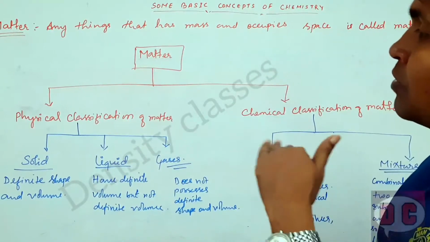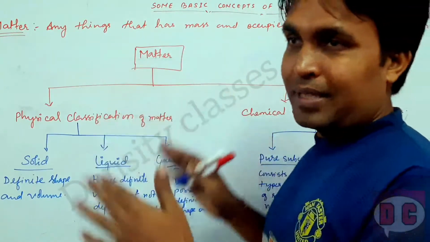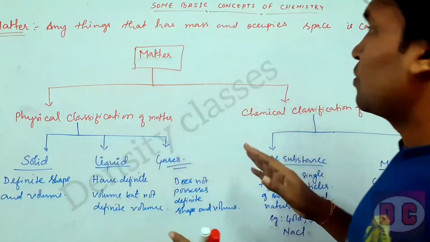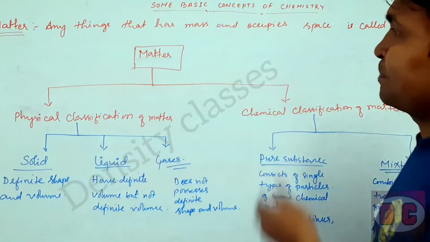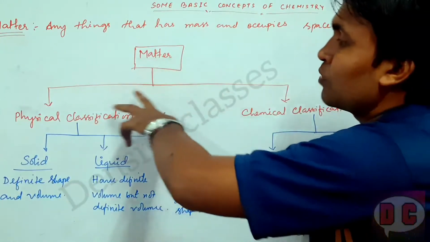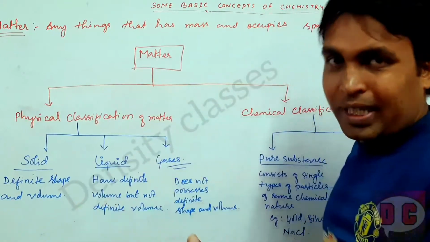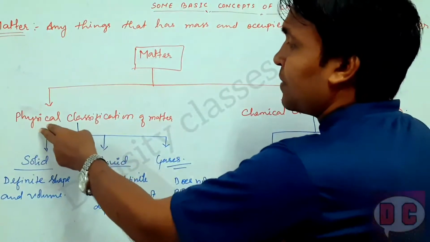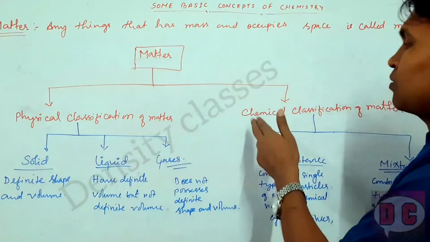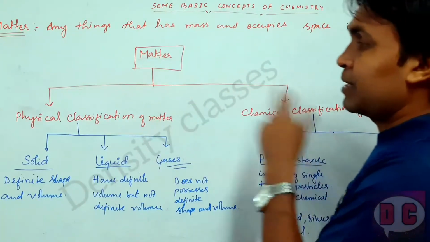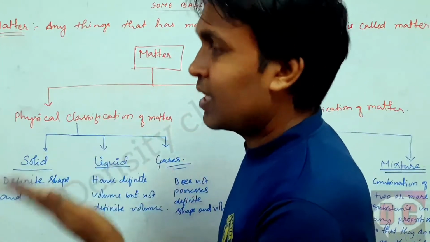Now we are going to see the classification of matter. Roughly I'm going to show you with the help of a table. Matter we can mainly classify into two types. One is physical classification of matter, another one is chemical classification of matter. Matter we can divide into two, physical and chemical.